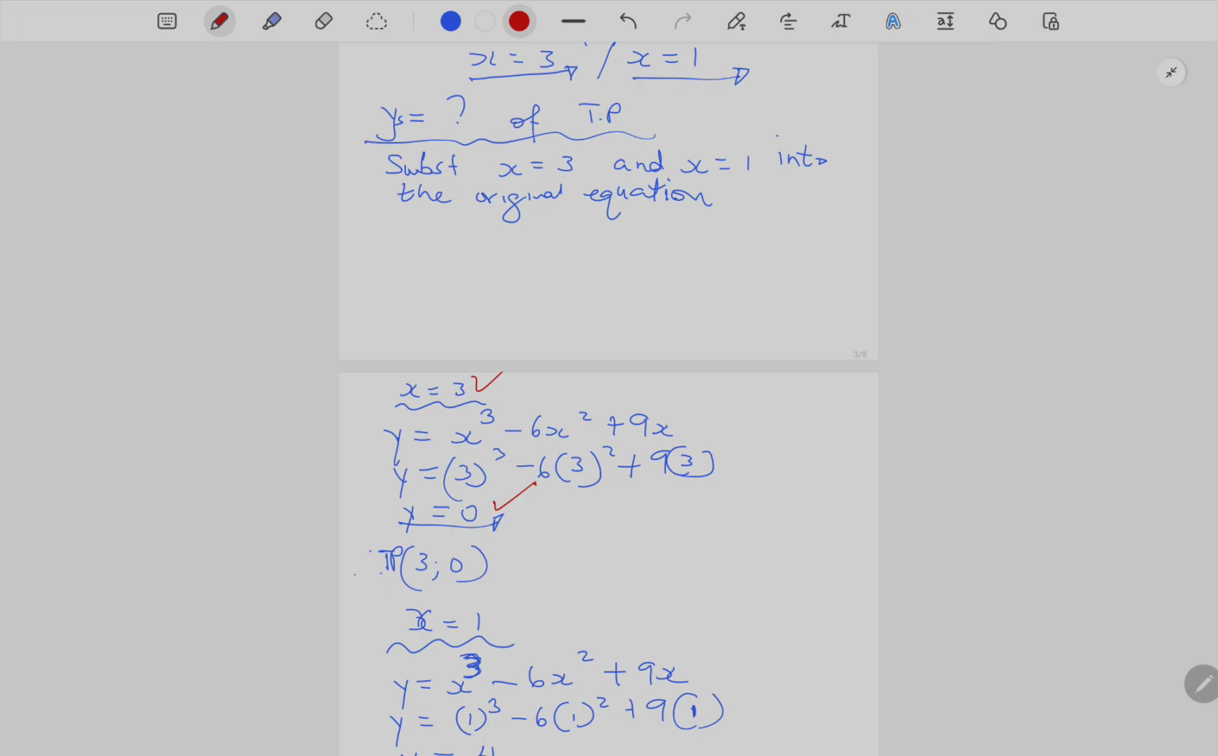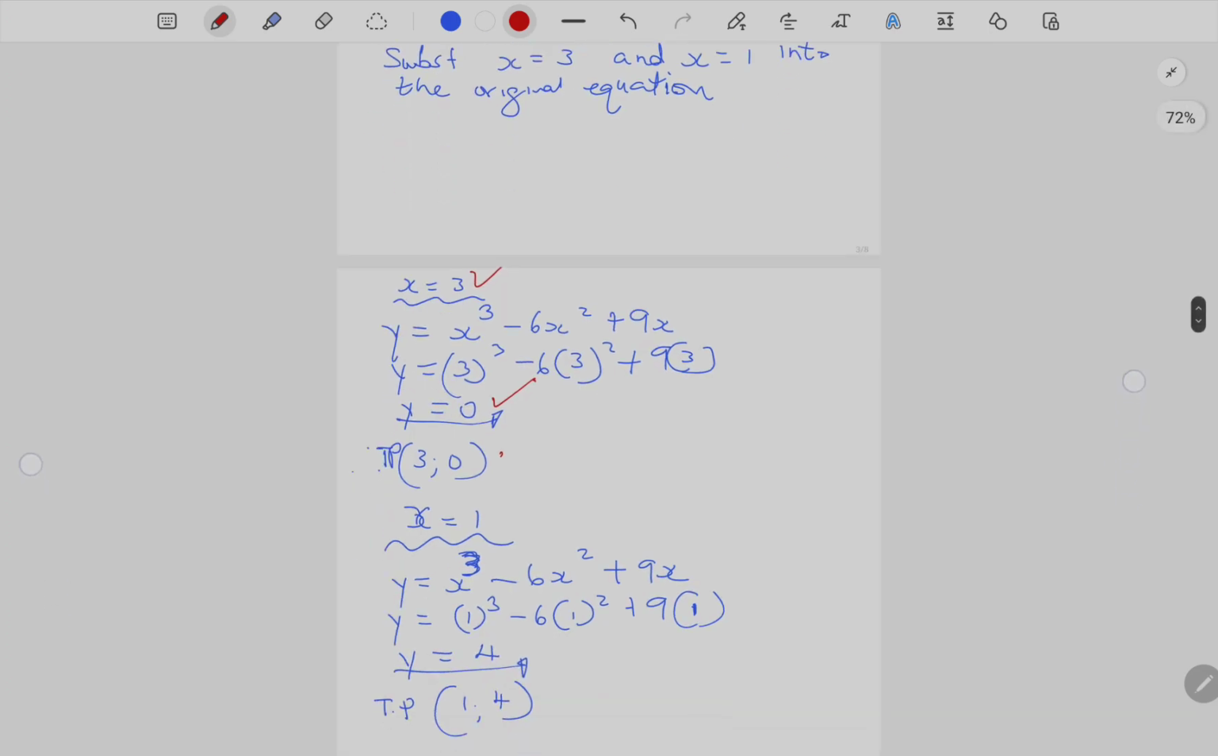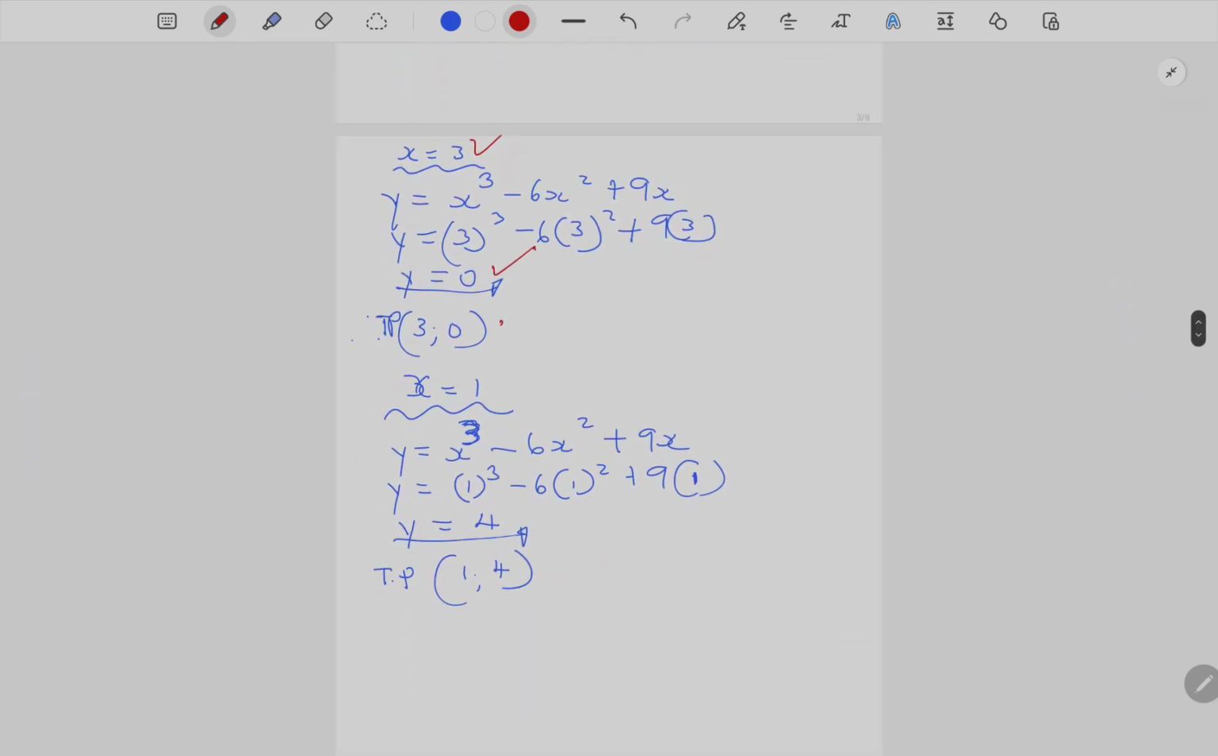So what does that mean? It means the other turning point that we are going to have is (3, 0). So this is a point. Then we use x is equal to 1, because there were two x values. So we are done with x is equal to 3. Now we must go to x is equal to 1. y is equal to x cubed minus 6x squared plus 9x, so 1 cubed minus 6 times 1 squared plus 9 times 1. Then the answer is 4. What does that mean? It means that for another turning point, the value of x is 1 and the value of y is 4.